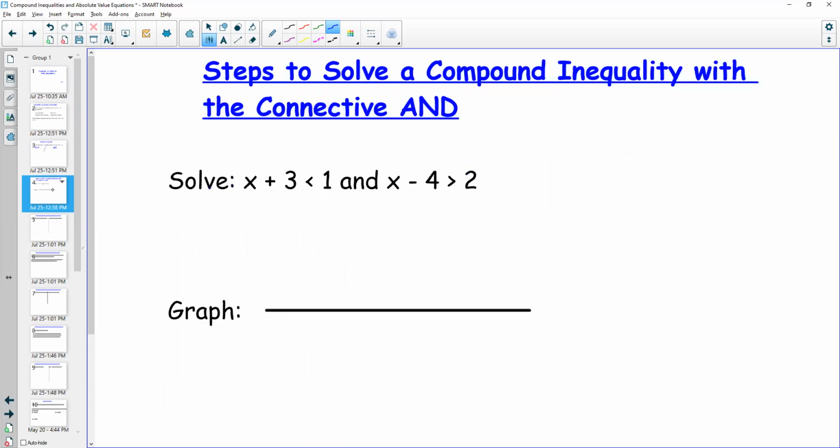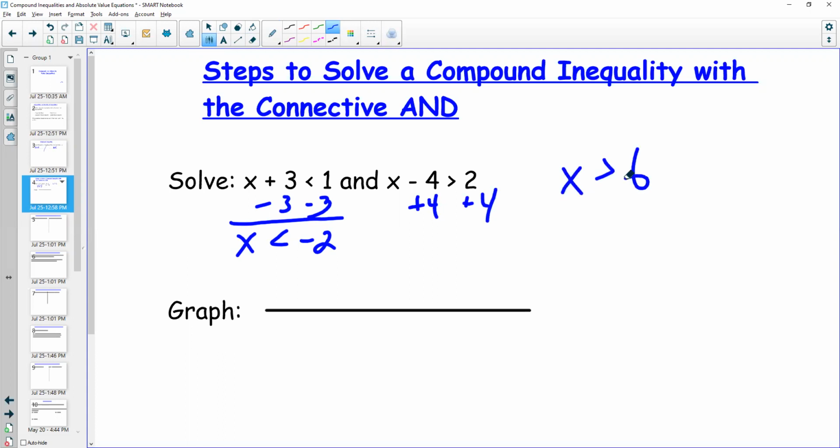And we have to think really carefully about this. So we're going to solve one side and the other. This one says x plus 3 is less than 1 and x minus 4 is greater than 2. So we're going to subtract 3. We get x is less than negative 2. And x, oh, sorry, I was just going to subtract 4, but I just tried to subtract everything. Plus 4. So we get x is greater than 6.